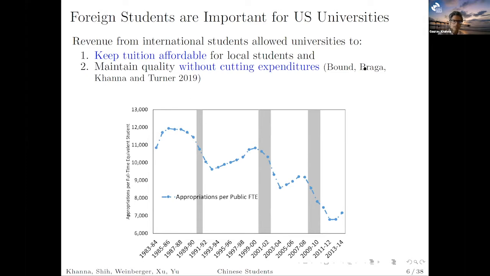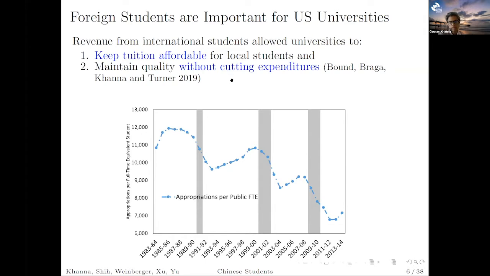And what we've shown in some other work is that over the last 10, 15 years, the revenue from international students has really allowed universities to keep tuitions low and so keep the doors open for local students, and also not have to cut expenditures, right? So schools that could attract a lot of international students could maintain their quality. So foreign students are really important for the US higher education sector.